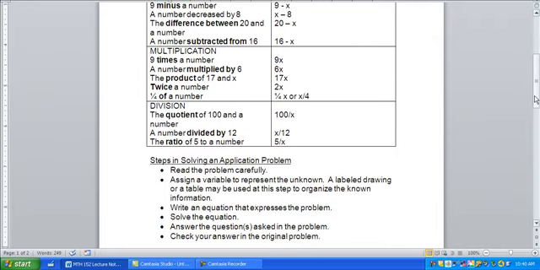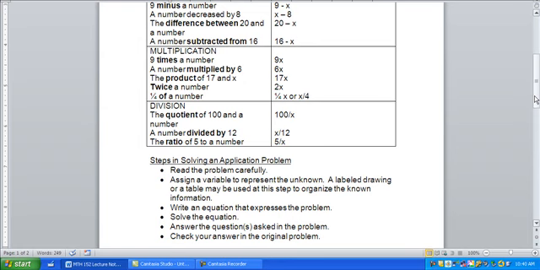Moving on to multiplication, we may see 9 times a number. That would be 9x. A number multiplied by 6 would be 6 times x. The product of 17 and x would be 17x. Twice a number means 2 times the number, so that's 2x.